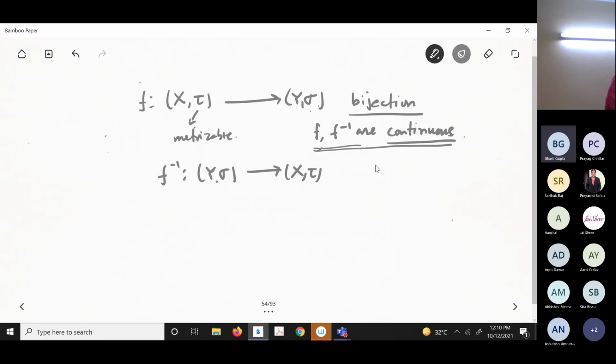The result says if it is metrizable, then this will be metrizable. Since both are continuous, and the inverse of F inverse is F, you could also consider the other way; it will be a similar thing. It is saying if it is metrizable, then this will also be metrizable, and if it is completely metrizable, then it will be completely metrizable. Now, what metric will you take? If this tau is coming from a metric D, and I want to show that this is metrizable, that means sigma comes from a metric.